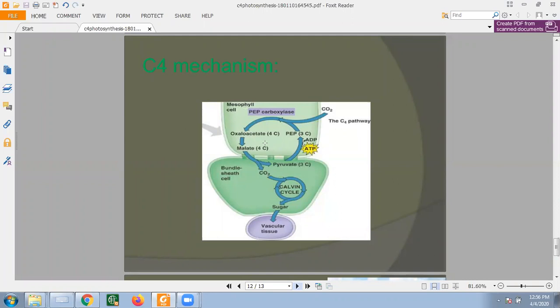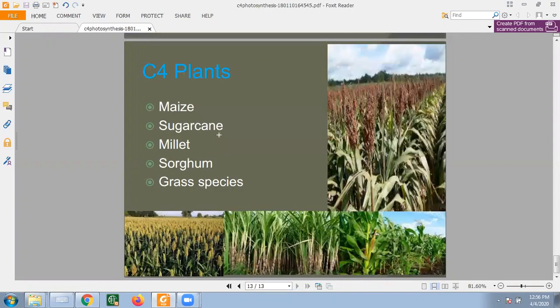So here you can concentrate clearly on the carbon number each product contains, and what type of transformation takes place in the mesophyll cell and bundle sheath cell. These 2 aspects are important. Let us now discuss common C4 plants: maize, sugarcane, millet, sorghum, and grass species. Besides these, we can also see Atriplex and Amaranthus species; most Amaranthus species also show this type of activity.